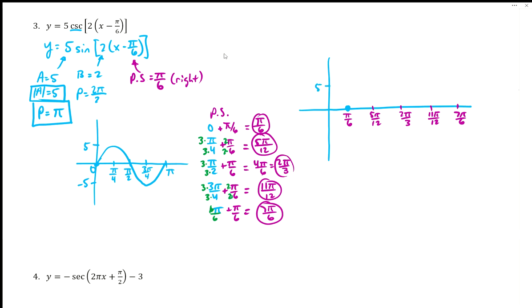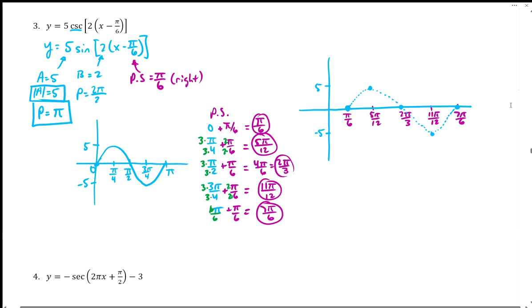And let's mark our 5 and negative 5. Then it should go to the peak at 5 pi twelfths, the upper peak, back to the x-intercept, lower peak, back to the x-intercept, just like the graph to the left. I am now going to do it dotted because I know I'm still doing a cosecant curve at the end of this. Okay, so there's the shifted sine curve.